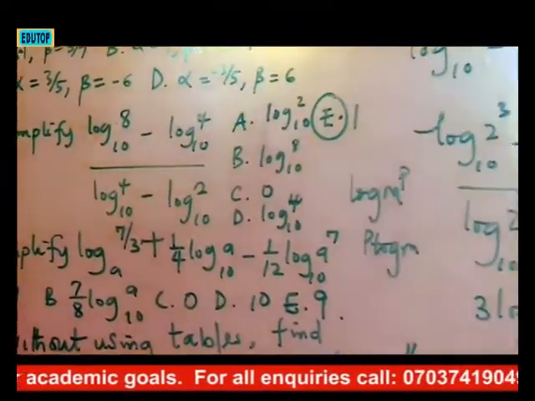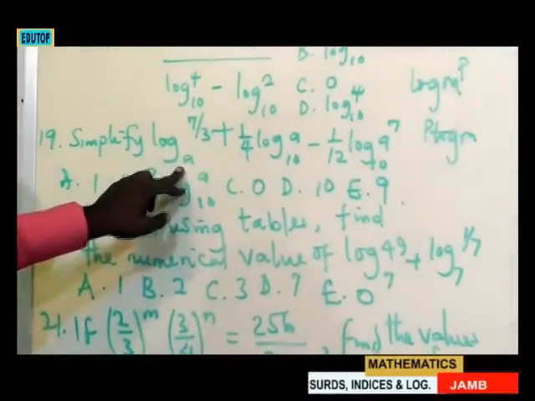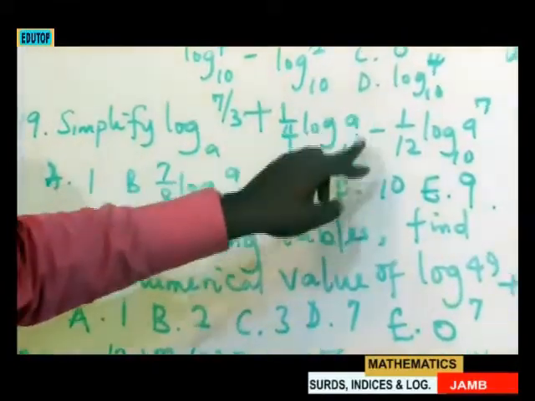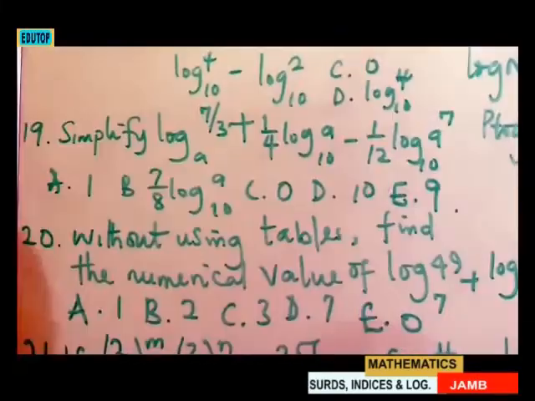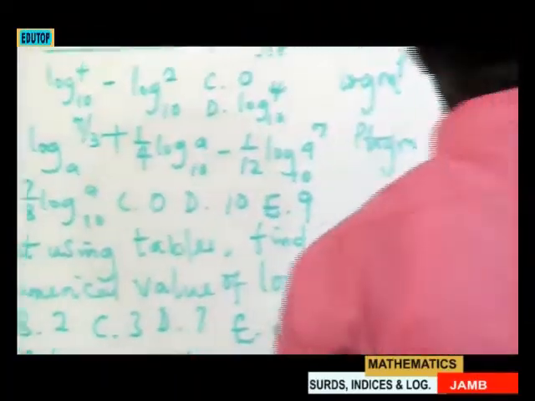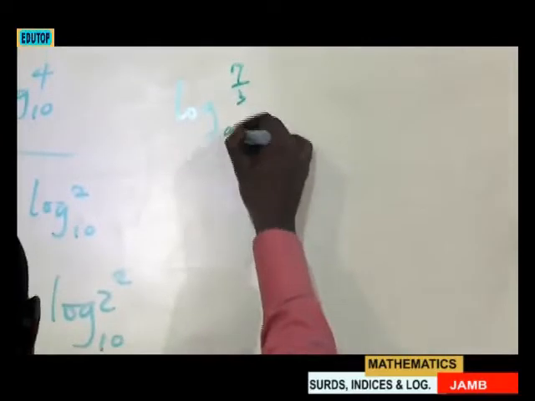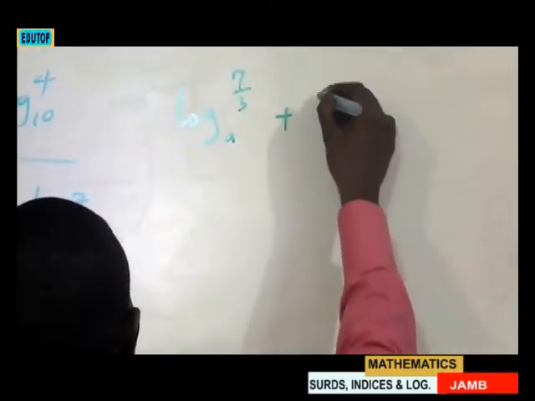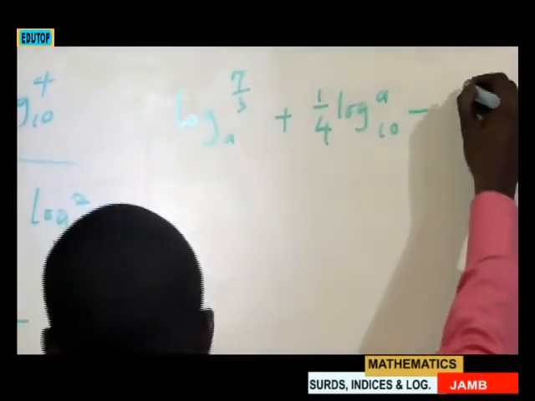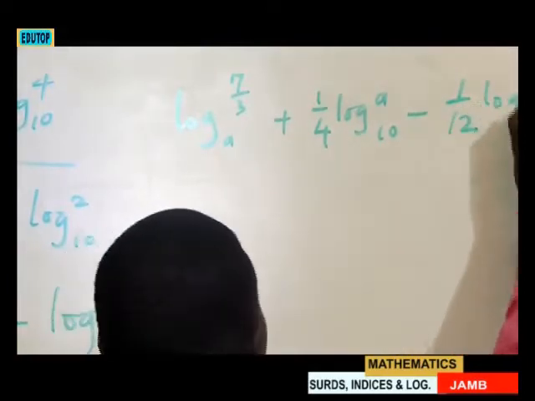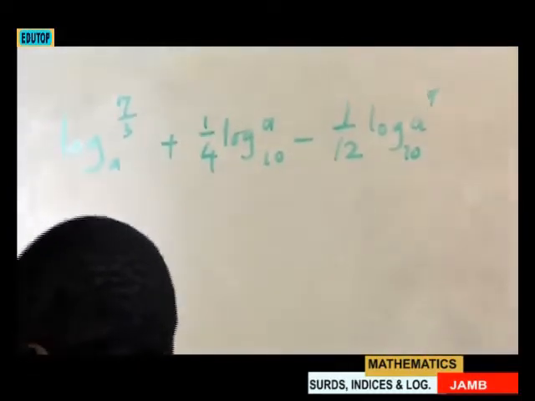So take note of that. Then the next question, that is question 19, which says: log 7 over 3 base A plus 1 over 4 log A base 10 minus 1 over 12 log A raised to power 7 base 10. The question asks us to simplify that. So by simplifying this, I have log 7 over 3 base A plus 1 over 4 log A base 10 minus 1 over 12 log A raised to power 7 base 10.